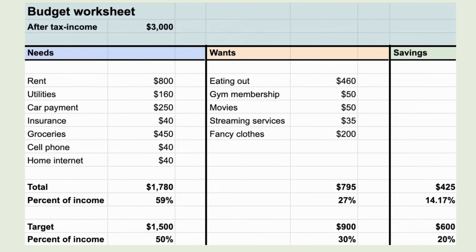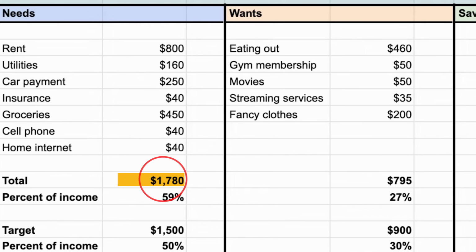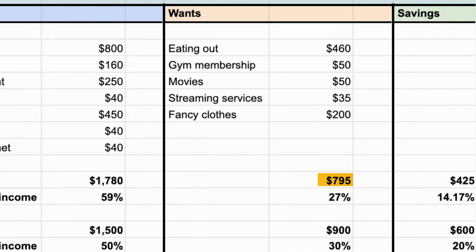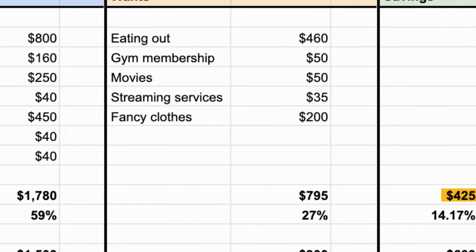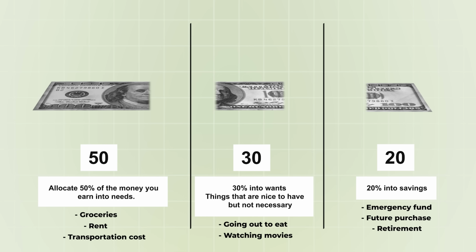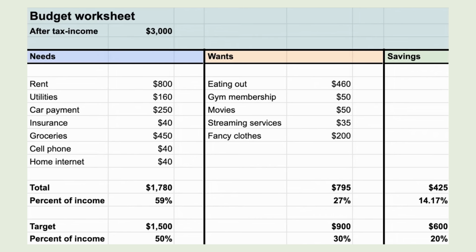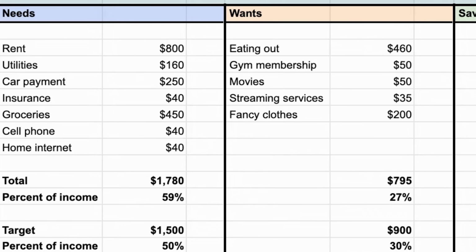The needs over here add up to $1,780, which is 59% of our income, and this is actually higher than our target goal of 50% of income. The wants total $795, which is 27% of income, and savings totals $425, which is 14.17% of income, even though our target is 20%. So in this scenario, if we want to follow the 50-30-20 rule, it looks like we need to decrease our needs a little bit in order to bump up our savings.